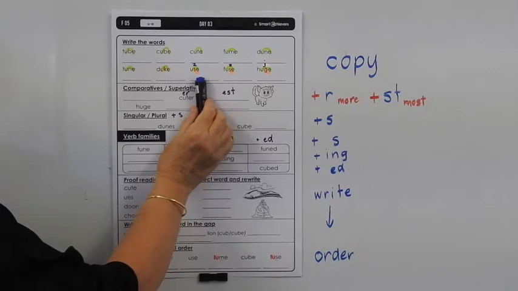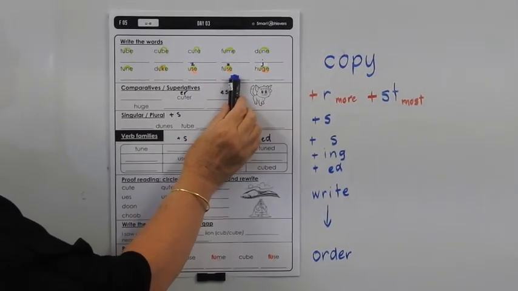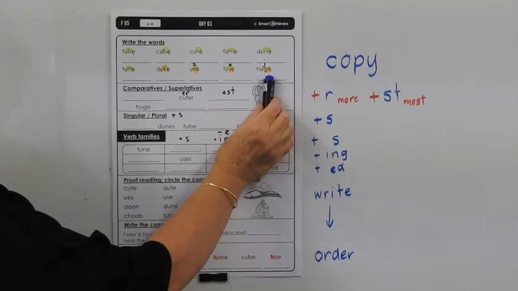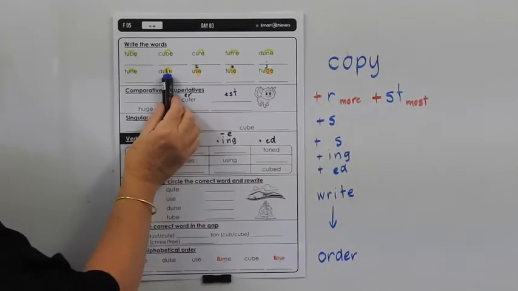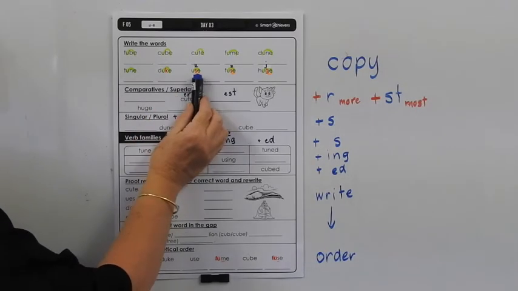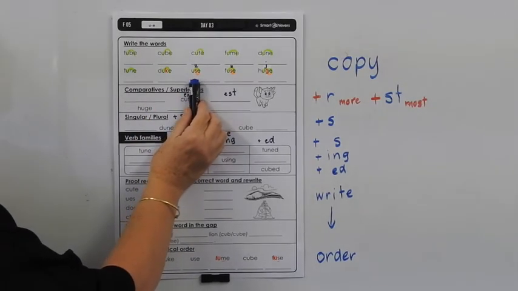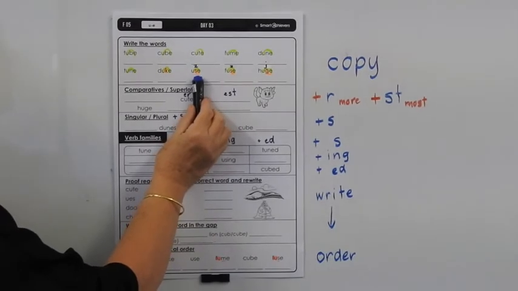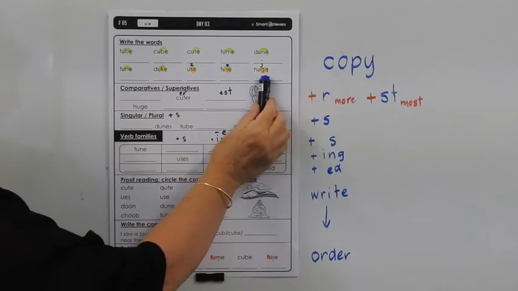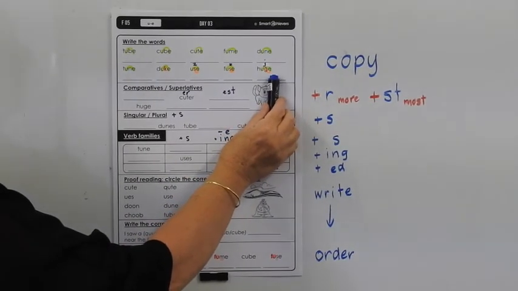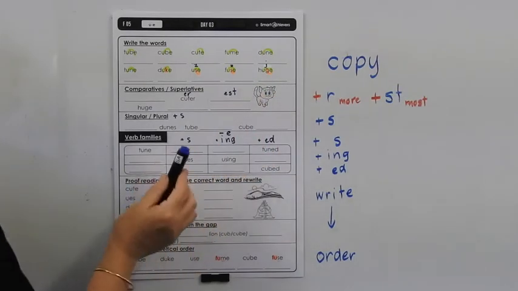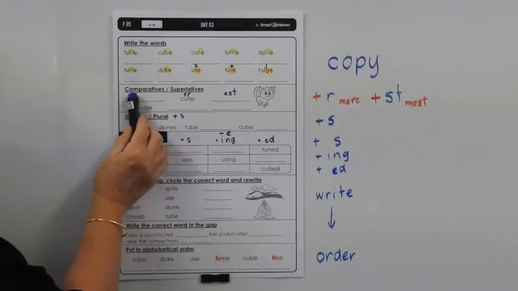use, f-u-s-e, fuse, h-u-g-e, huge. So we also know that after a long vowel sound we just use a K, like in duke. When we have SE at the end of a word, it quite often makes the Z sound, use, fuse. And when we have GE, a G followed by an E, it makes the G say J. So let's go through and see what we have to do on this page.